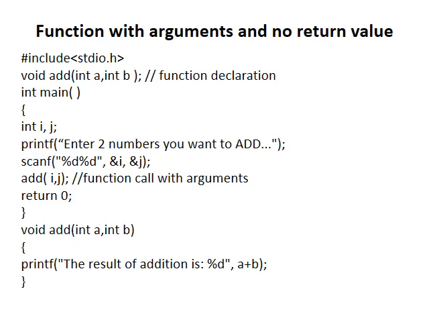Then printf, the result of addition is percentage d comma a plus b. So for example, if you had given input as 2 and 3, then the result of addition is 2 plus 3, that is 5. Once this printf statement is executed, the function add ends there and the control will come back to the main function. Now the next instruction after add in the main function will be executed, that is return 0, that means termination of the program.